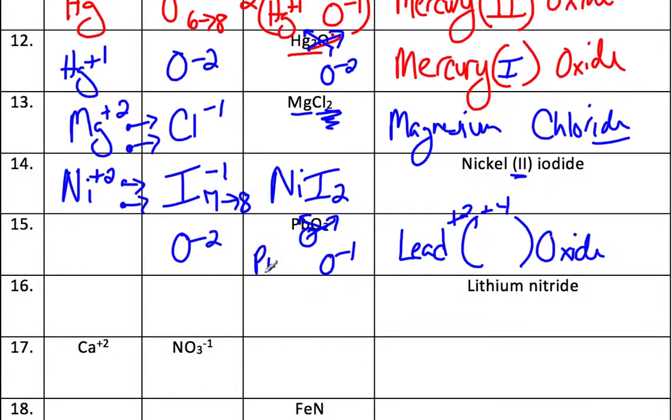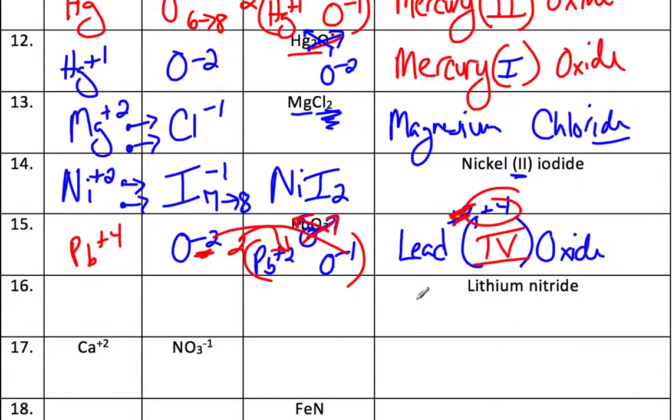Then lead, Pb, would make a plus 2. That's not right. If I uncrisscross this, I don't like the results. So I've got to double everything to make oxygen correct, because I know oxygen always makes a negative 2. So that becomes Pb plus 4. That becomes negative 2. So it's lead 4. The lead 4 is the right charge.